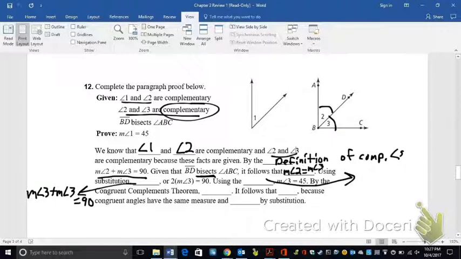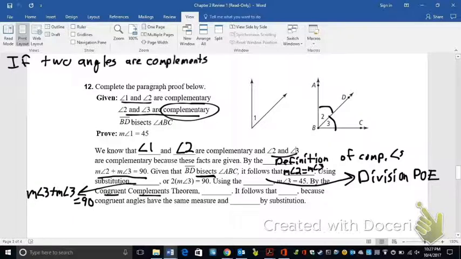So we now see that the measure of angle 3 equals 45 degrees. So we went from 2 times the measure of angle 3 equals 90 to the measure of angle 3 equals 45. So that is the division property of equality because we divided both sides by 2. By the congruent complements theorem, now the congruent complements theorem says that if two angles are complements of the same angle, then they are congruent.